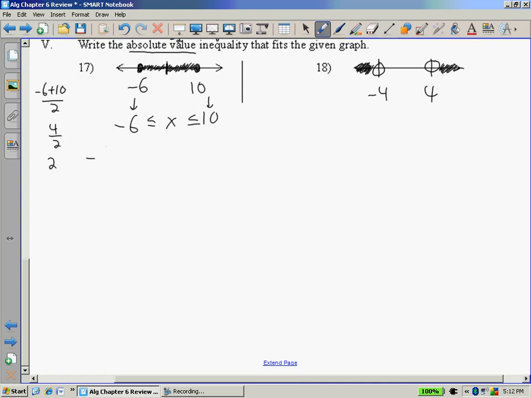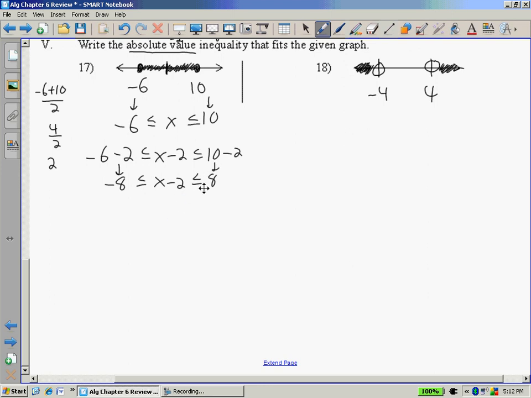We're going to subtract that from all 3 parts. Negative 6 minus 2 is negative 8. 10 minus 2 is 8. And so now we have opposites, negative 8, positive 8. That's good. That's very good.